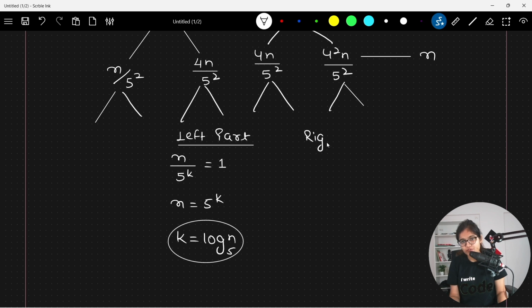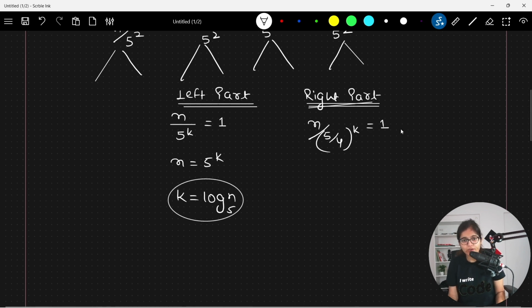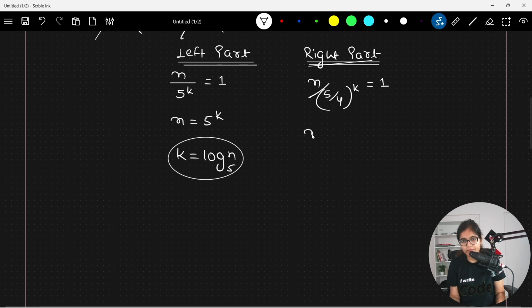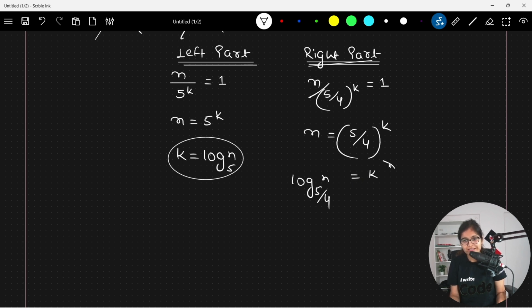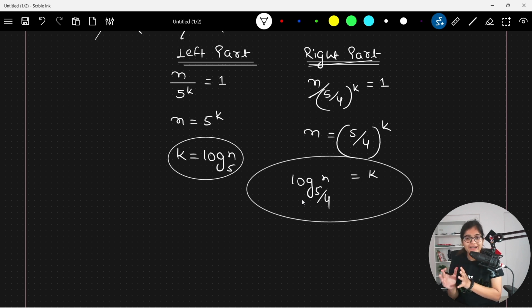Whereas on the right part, what we are trying to do is get the value as n by 5 by 4 to the power k, which equals 1 here. Now if we solve this, we get n as 5 by 4 to the power k, and the value of k as log of n base 5 by 4. This is the value of k that we are getting for the right part.